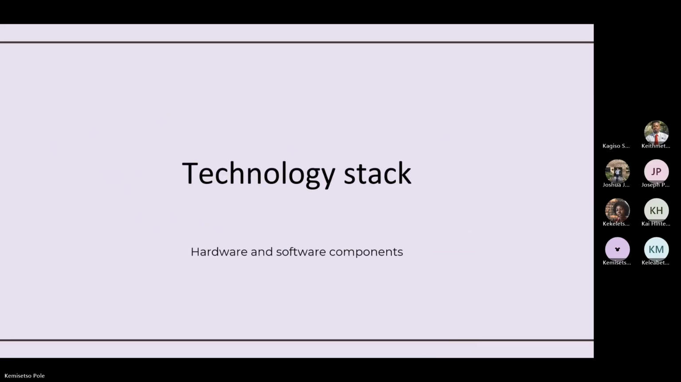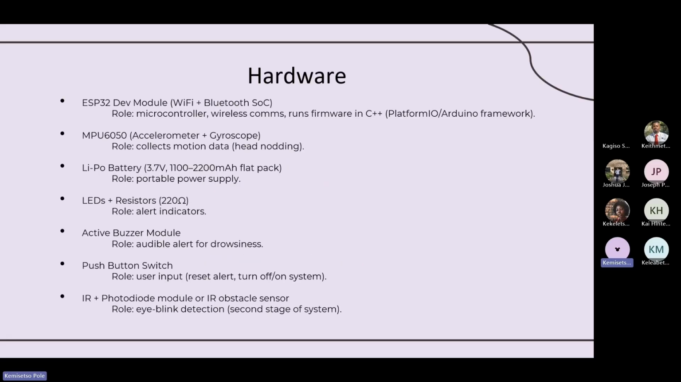Thank you. Next, we've got the technology stack. These are some of the hardware and software components that we've used. For the hardware, we've got the ESP32 dev model, which is for microcontrolling and wireless comms, running the firmware in C++. And then we've got the MPU, which is the accelerometer plus the gyroscope, which is for collecting motion data. We've got the battery, which is a portable power supply.